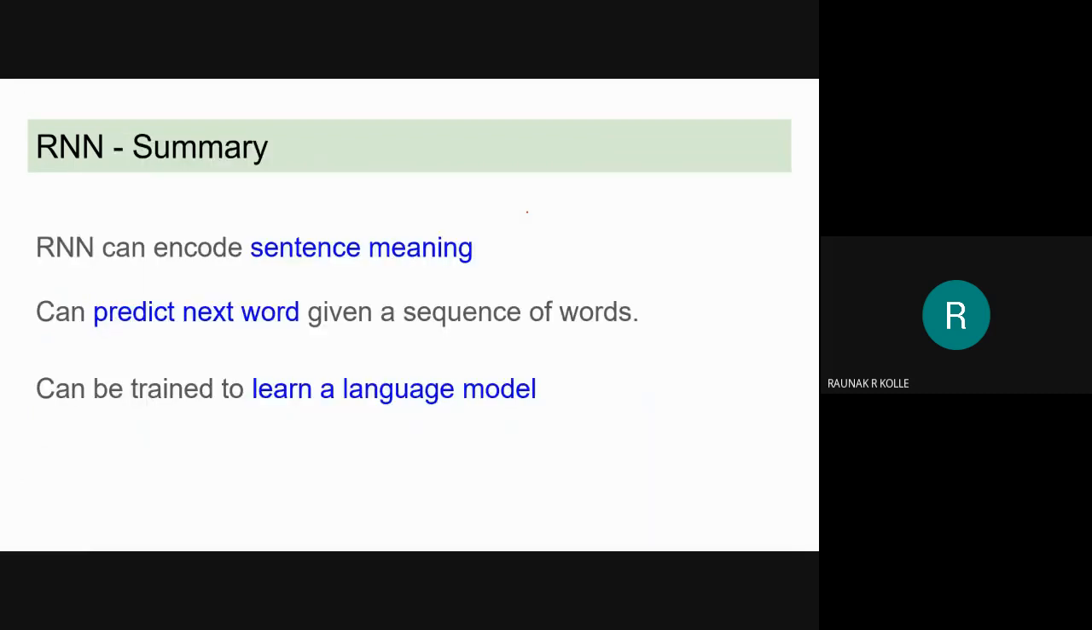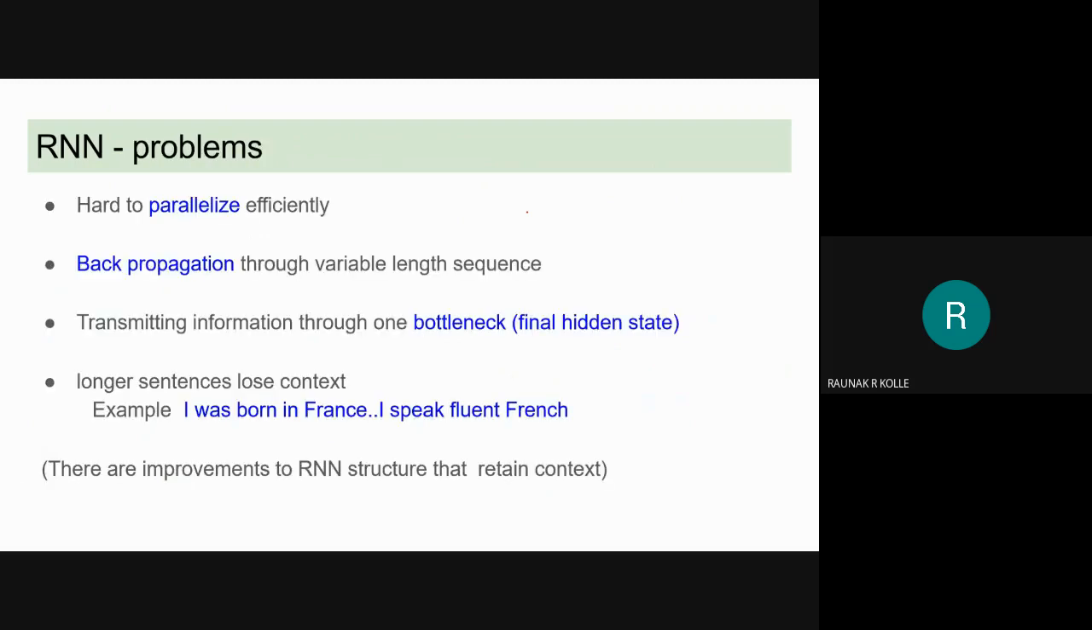Recurrent neural network can encode sentence meanings. It can predict the next word given a sequence of words. It can be trained to learn a language model. Problems faced by recurrent neural networks are that it is hard to parallelize efficiently, and backpropagation through variable length sequences is difficult. Transmitting information through the bottleneck, which is the final hidden state.